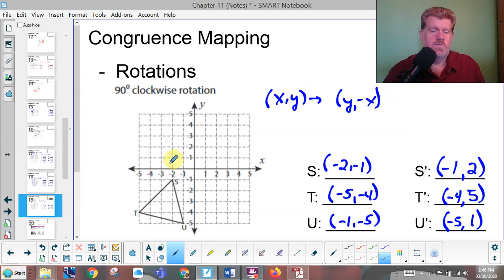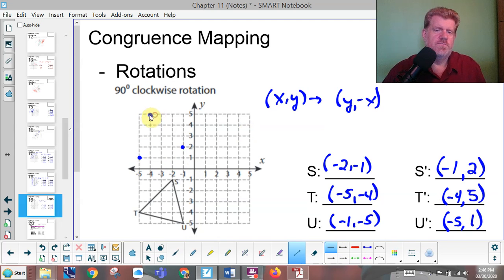So let's see if we end up with something up here. -1, 2, -4, 5, -5, 1. And does that look correct? Oops. Okay.